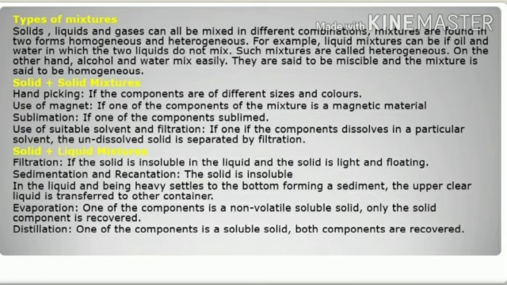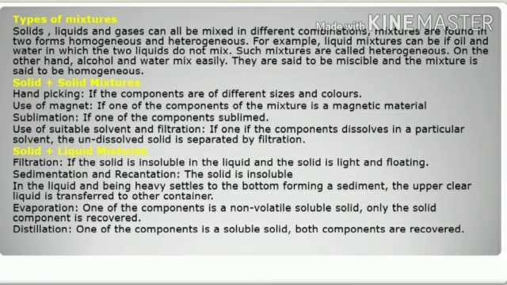Now, hand picking: if the components are of different sizes and colors, then this method is employed. If one of the components of the mixture is a magnetic material, for example iron and sawdust, then iron is attracted by a magnet. For this purpose, the magnet technique is employed. Now, if one of the components of the mixture sublimes, for example iodine plus salt, then iodine sublimes on heating, and the technique of separation, sublimation, is followed.